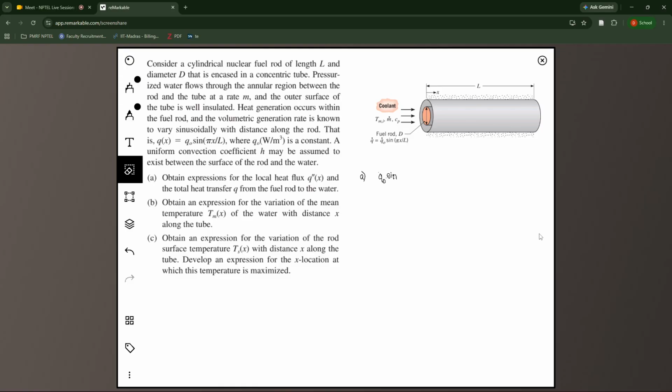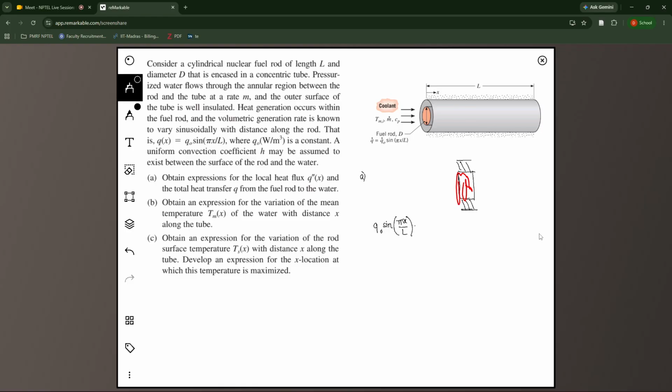Maybe first I'll draw this little cross section. So I have a fuel rod. This is some cross section, and then this is my annular region, and this is my water. So the first one is the heat is generated within the fuel rod. So the net heat generated will be Q naught times sine pi x by L at that particular cross section into the volume of the fuel rod.